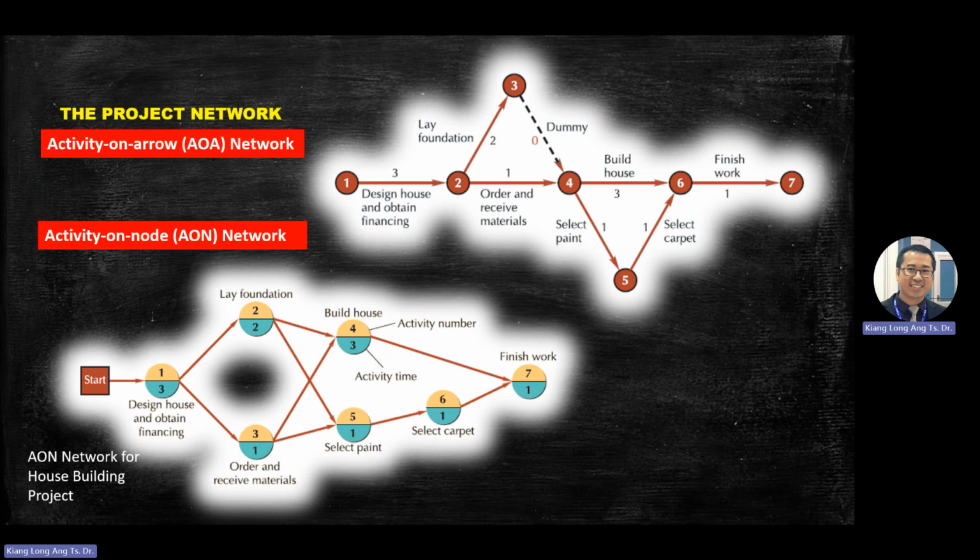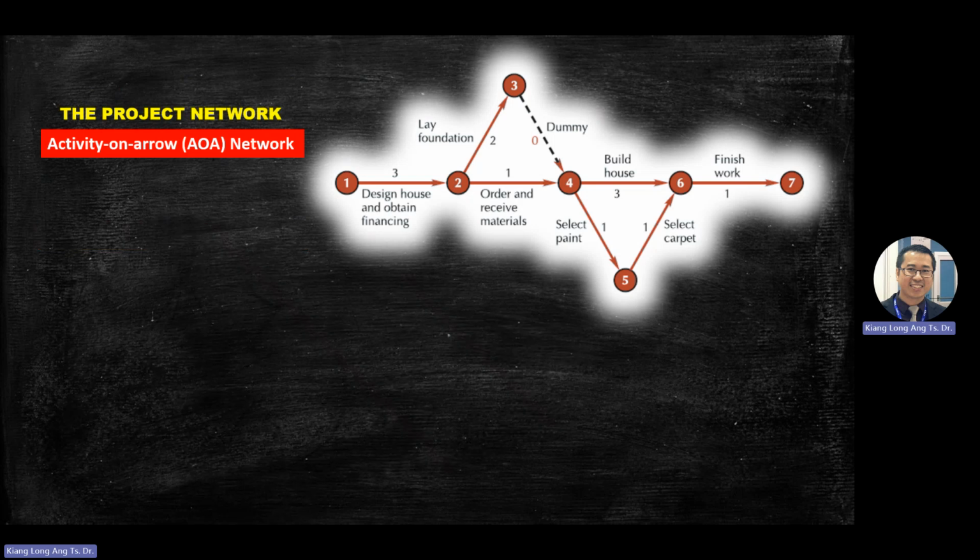Okay, so when you do activity on a node, the node you can split into 2. Number 1 here is the activity number, and then this one is the time. So activity number 1 is this one. Activity number 2, number 3, number 4, number 5. How do you know the number of activities? You go to the table or Gantt chart.